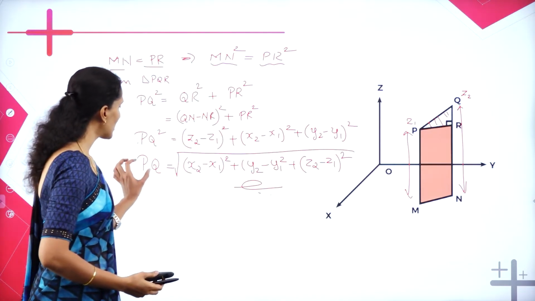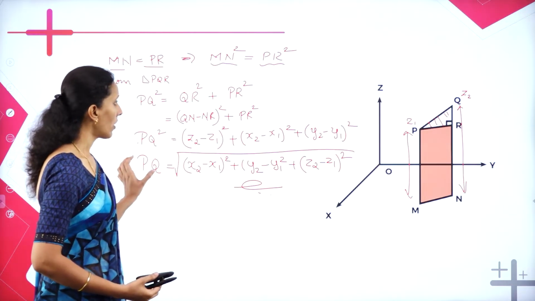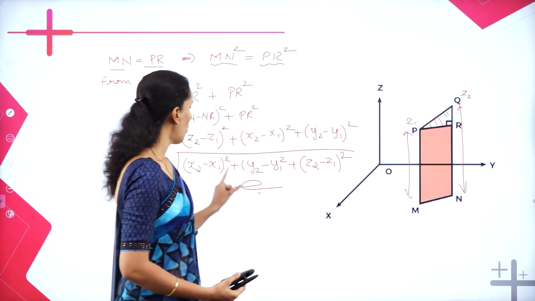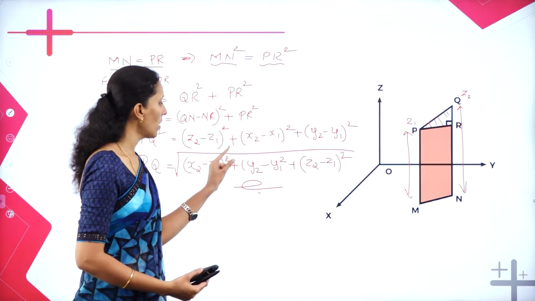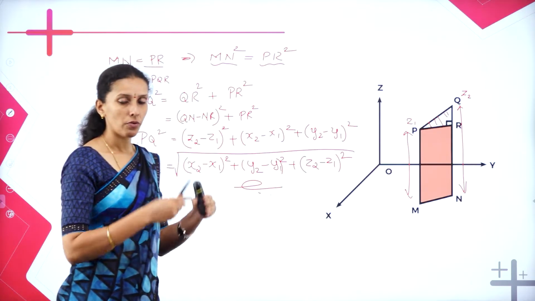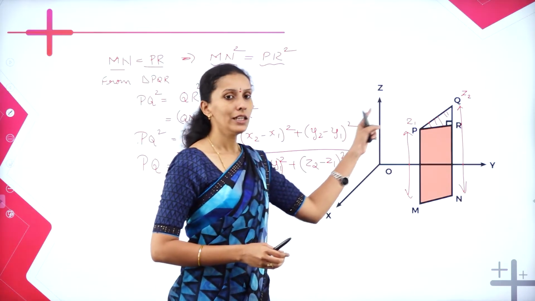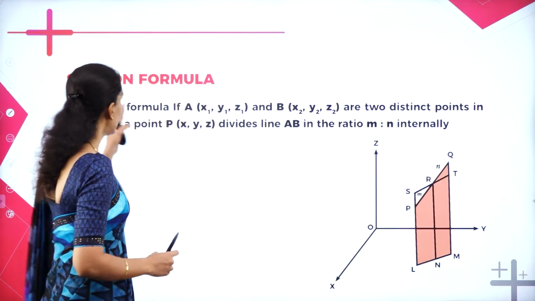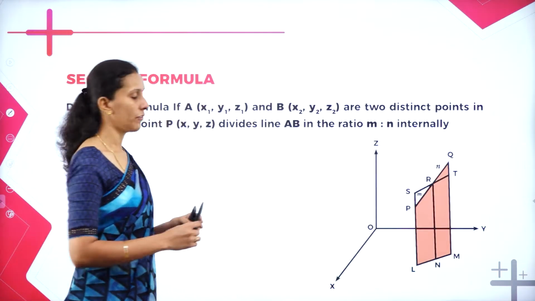So therefore the distance between any two points can be written in the form of the square root of x2 minus x1 whole square, y2 minus y1 whole square, z2 minus z1 whole square, in a 3-dimensional plane. So the next one is the section formula. What is the section formula?